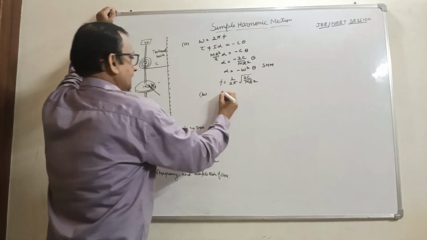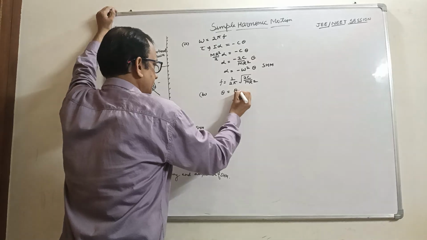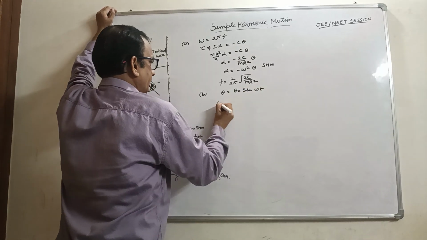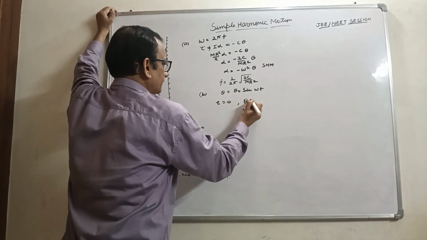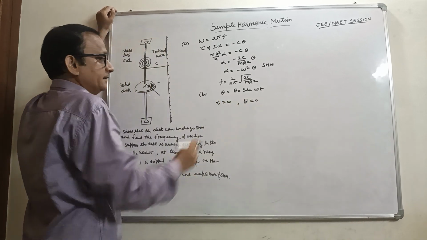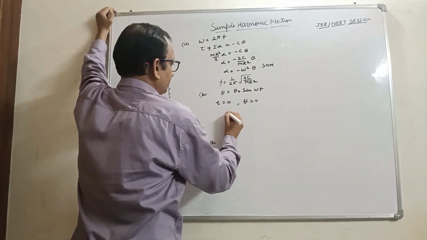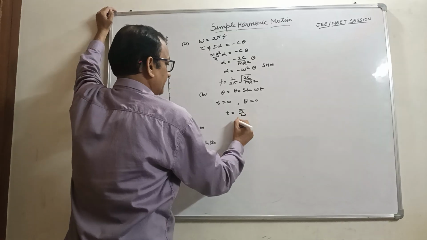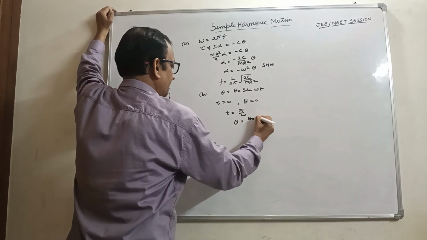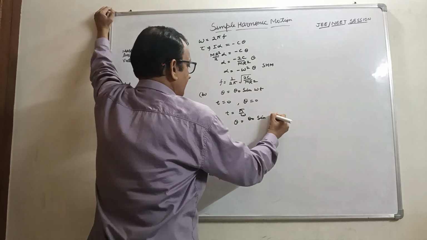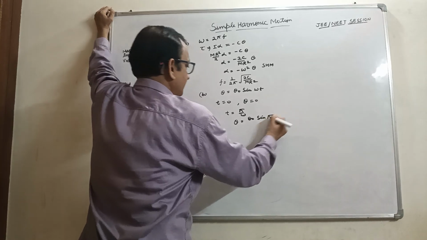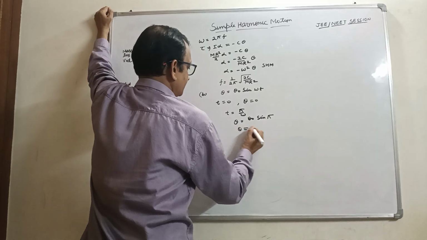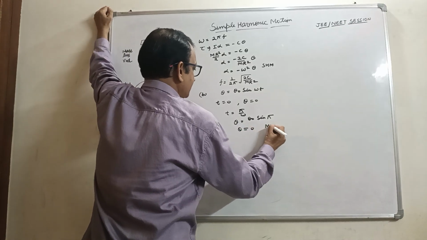So the angular displacement equation is theta equals theta naught sin omega t. When t is equal to 0, theta is equal to 0, which is the mean position. When we put t equal to pi by omega, theta becomes theta naught sin omega, omega cancels out, so this becomes pi. Sin pi is 0, so theta also becomes 0. This means this is the mean position.